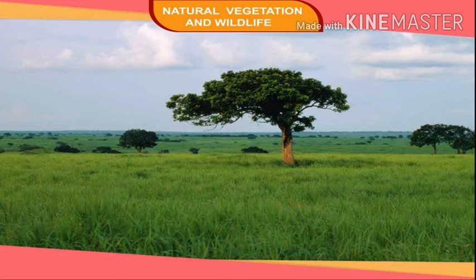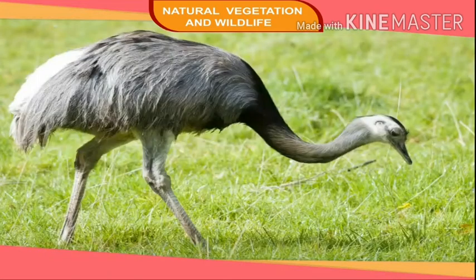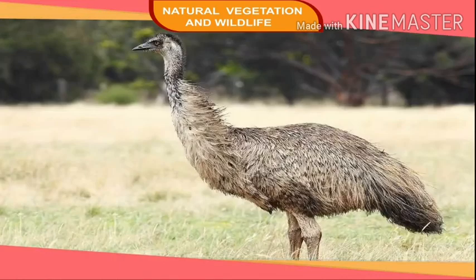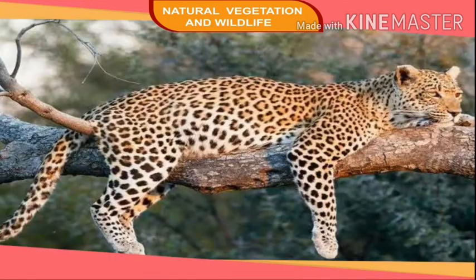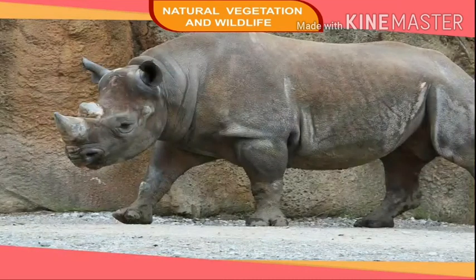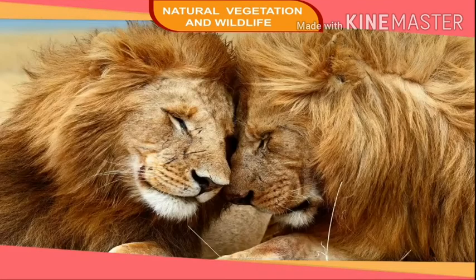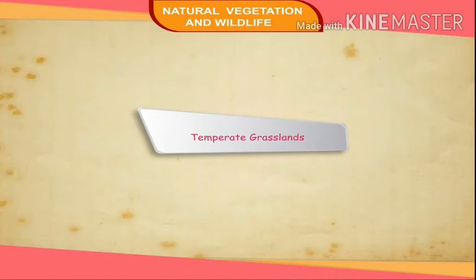Grasslands are also home to flightless birds like the ostrich of Africa, the rhea of South America, and the emu of Australia. The African grasslands support a wide variety of animals like giraffes, leopards, elephants, rhinoceroses, lions, etc.